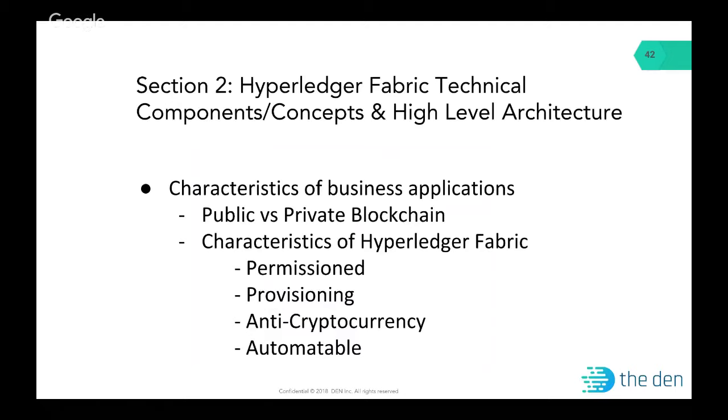So what are the characteristics of Hyperledger Fabric? It's permissioned. There's a lot of provisioning. They don't need gas for this. There's no such thing as crypto in there. And it's automatable, right? Smart contracts, that's for everybody.